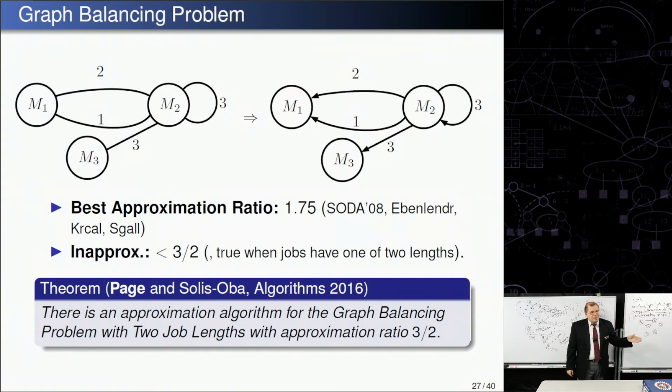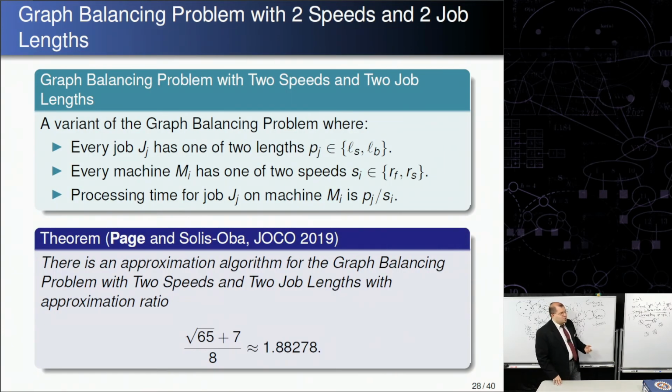So the natural question is, if we have that resolved, can we generalize graph balancing with two job lengths to a tougher case? And this is where the idea of talking about uniform parallel machines really comes from, for us. So remember, uniform parallel machines is just a machine environment. It's a very well-studied problem in its own right. We're going to look at graph balancing with respect to it. So we're going to look at graph balancing with two job lengths and two machine speeds.